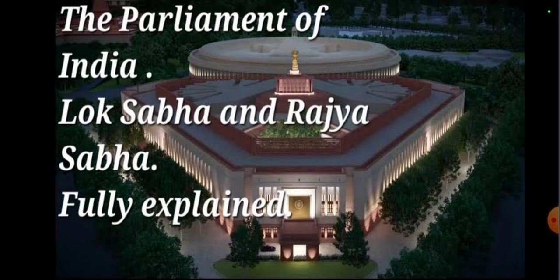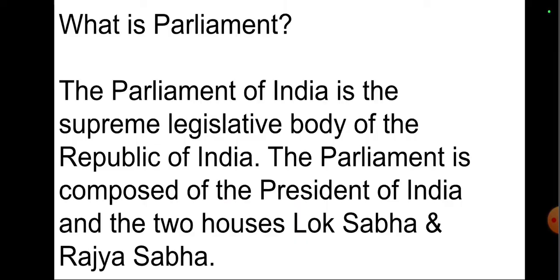Now we'll move on to the static portion and know what is Parliament. So first, what is Parliament? The Parliament of India is the supreme legislative body of the Republic of India. The Parliament is composed of the President of India and the two houses, Lok Sabha and Rajya Sabha. There are only three parts of the Parliament: the President, and the two houses, Lok Sabha and Rajya Sabha. So all these are the parts of the Parliament. It is the supreme legislative body.